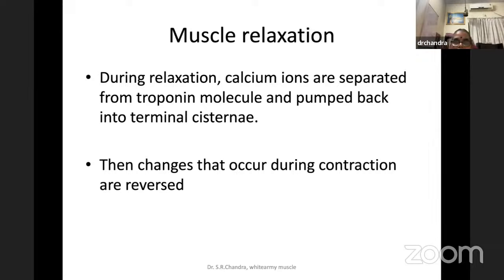During relaxation, calcium ions are separated from troponin molecule and pumped back into the terminal cistern, and then the changes that occur during contraction are reversed so that relaxation takes place.